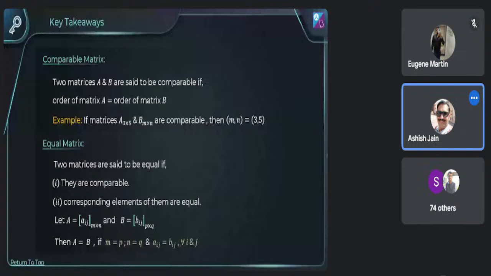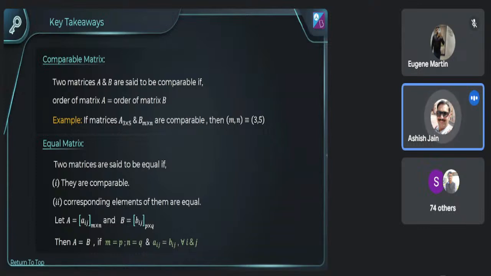We represent matrix A as A of ij, m cross n, and we represent B as B of ij, p cross q. If the value of m is equal to p and the value of n is equal to q, that means they have an equal number of rows and columns. This is the first condition. Second, for each element of the type A of ij, the value at this position should be equal to B of ij. Then we say that matrix A is equal to matrix B. If A of ij is equal to B of ij for all values of i and j, we say the two matrices are equal.